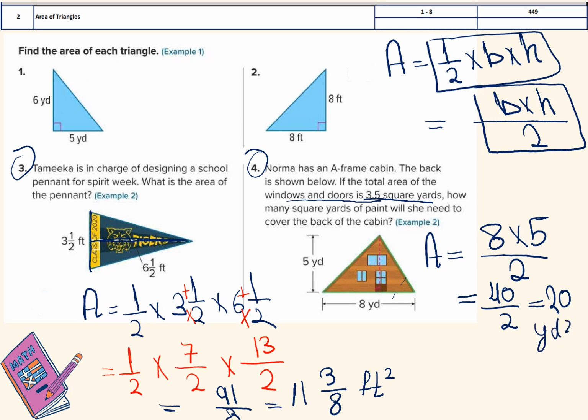Okay, but this is not the final answer. We need to subtract the area of windows and doors. So I'm going to say 20 minus 3.5. 20 minus 3.5, the answer is going to be 16.5 square yards.